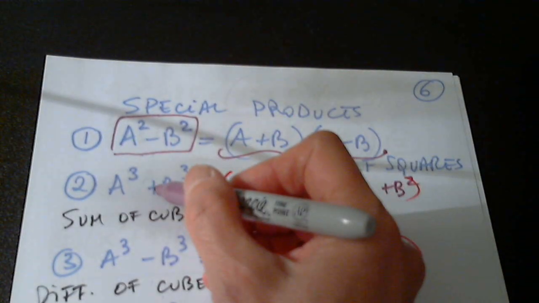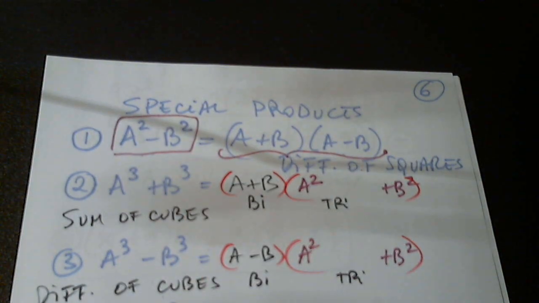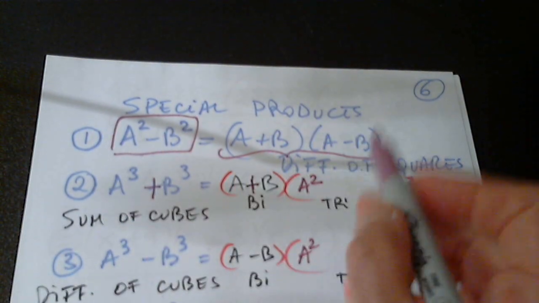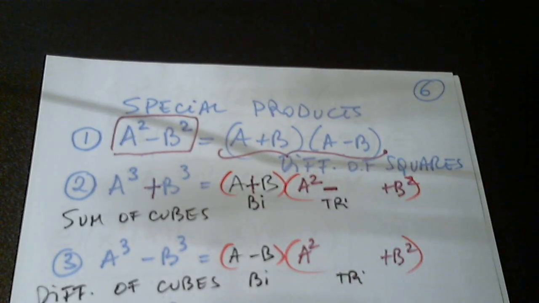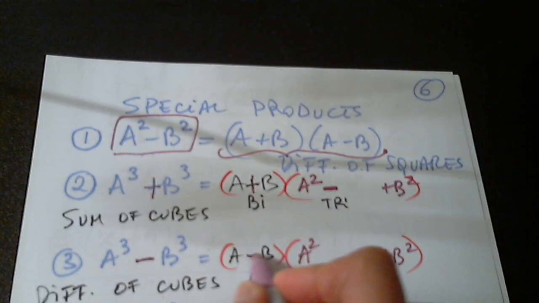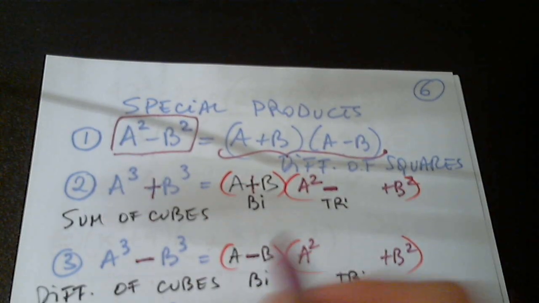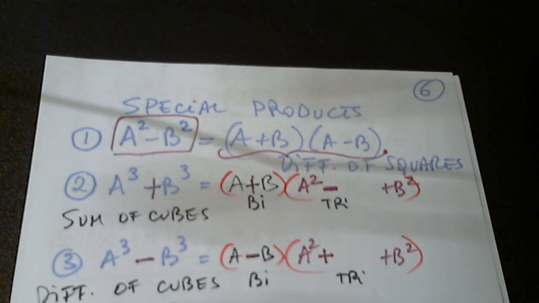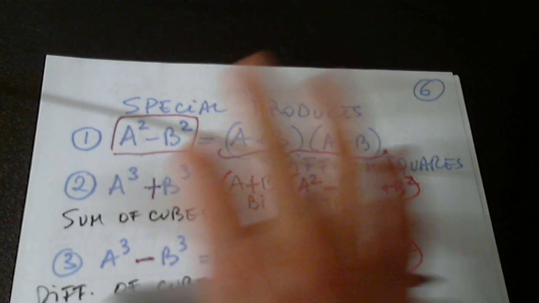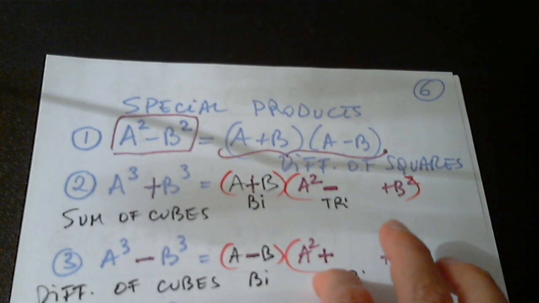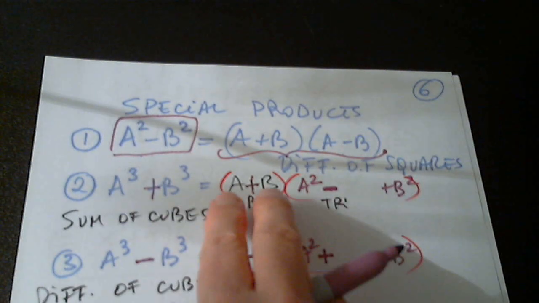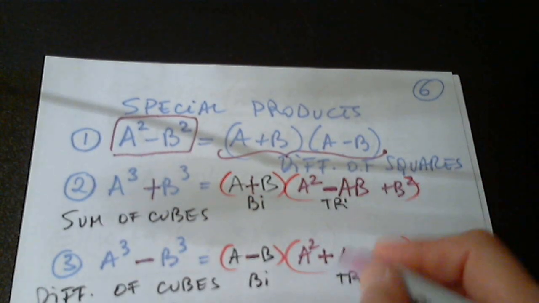Now, this is plus. The sequence of signs is crucial here. If this is plus, of course, the binomial is plus, but the middle term is negative. If this is minus, the binomial follows the same suit, but the trinomial has plus in the middle. Easy to remember. Plus, plus, minus, minus, minus, plus. The middle term is nice. It's just this product, ab. That's it.